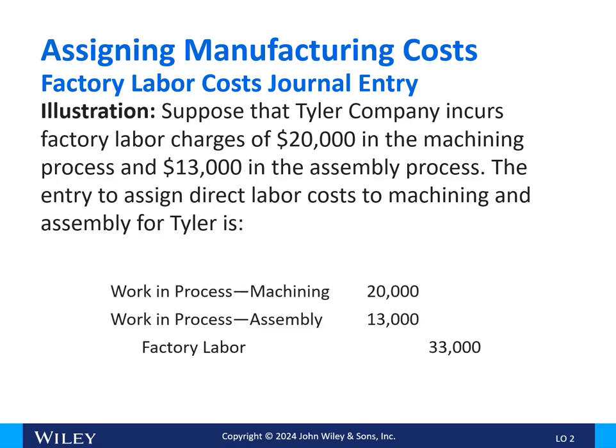debit the work in process accounts. Machining gets debited $20,000, assembly $13,000, and we credit factory labor $33,000. Remember, just like in a job cost system, when we incur the cost or pay the payroll, we debit that factory labor account. So the same concept, that same account, and then as we use that in our processes, we assign it to the work in process machining or work in process assembly accounts.